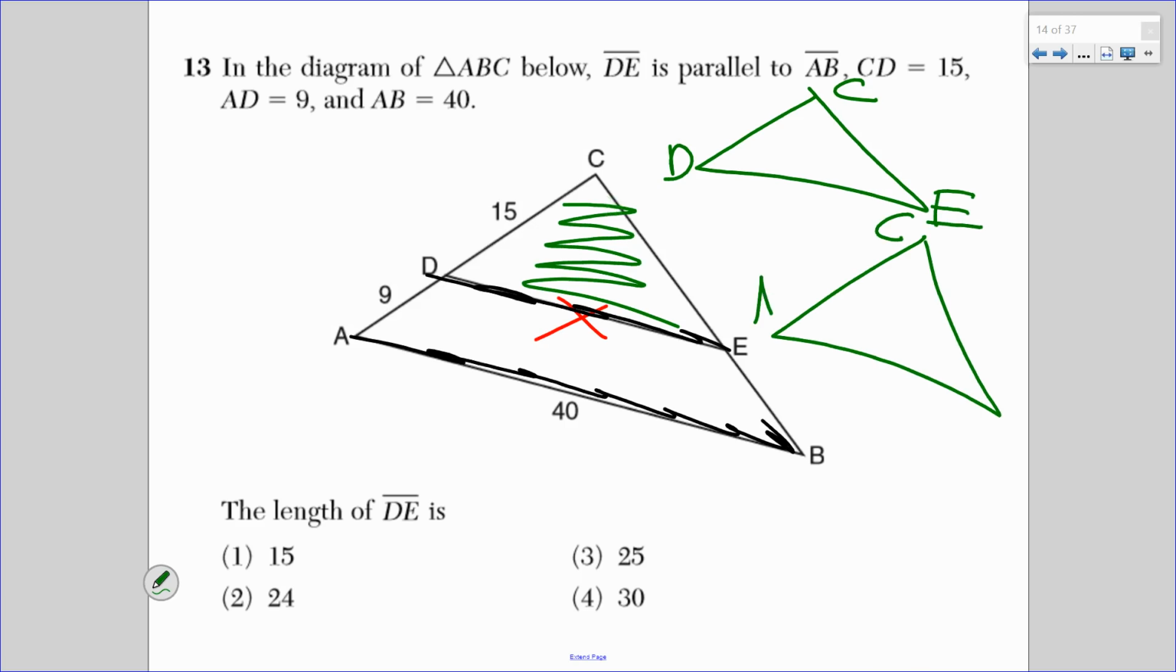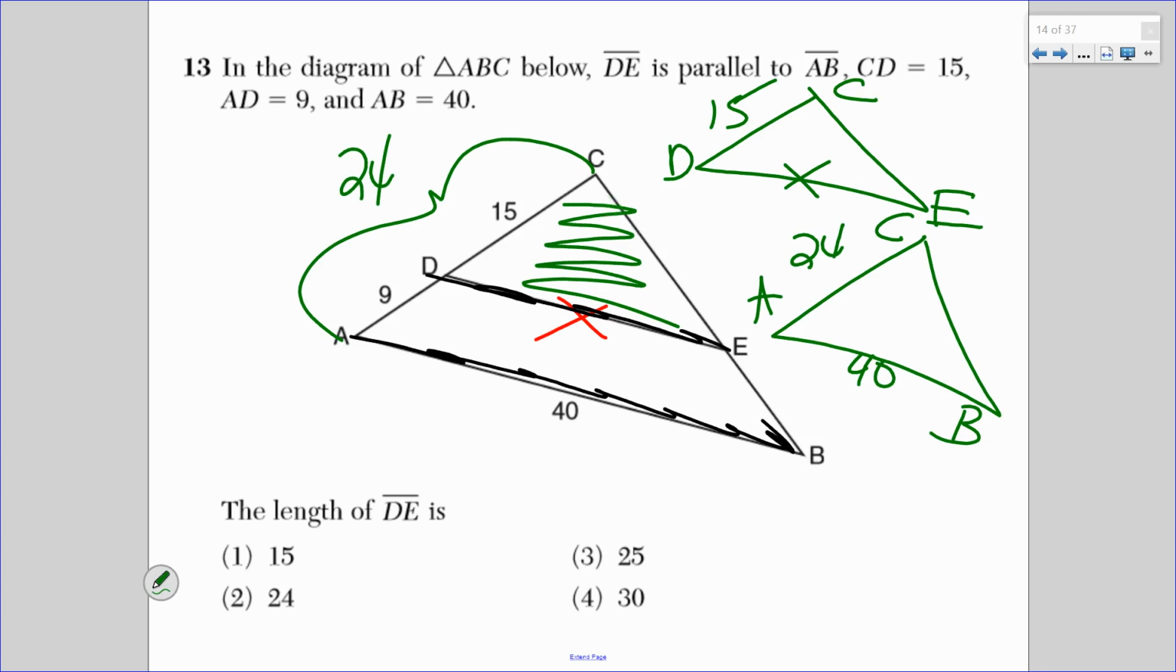I got triangle CAB. The small one, I got 15x. I got 40 for AB. And AE, AC, excuse me, this whole side is 24.